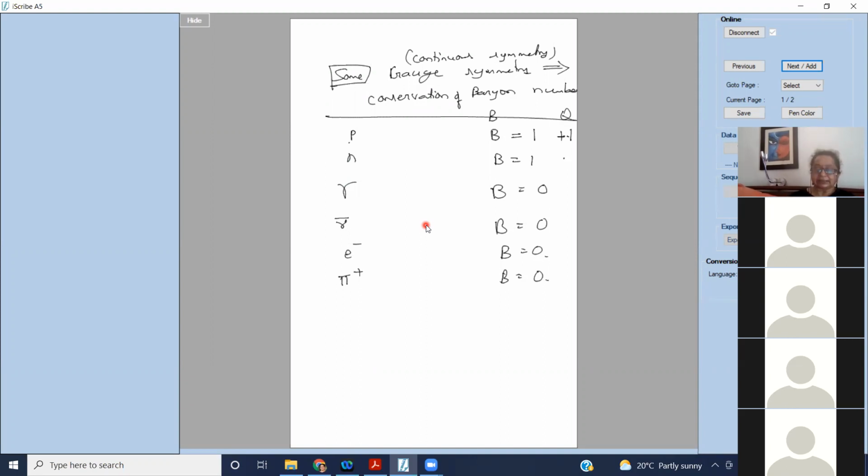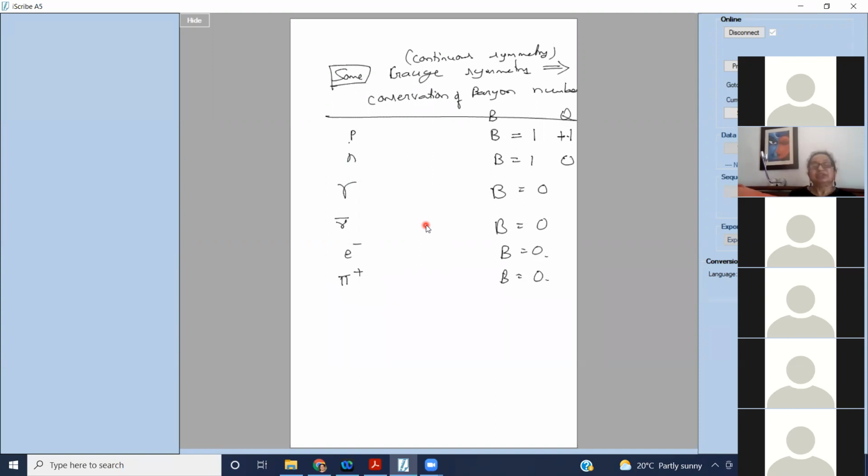What is the charge of a neutron? No charge, zero. We have a number denoting it. Photon: does a photon have a charge? Zero. Antineutrino, zero. Electron, -1.